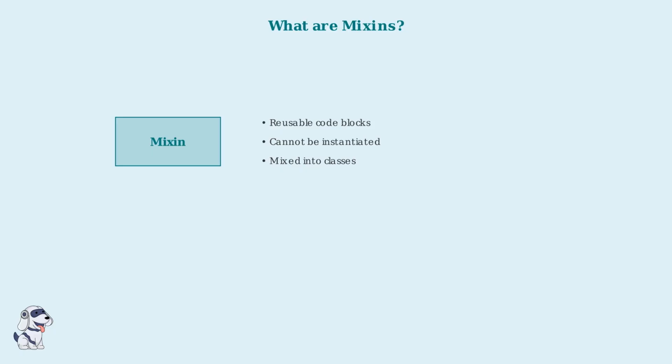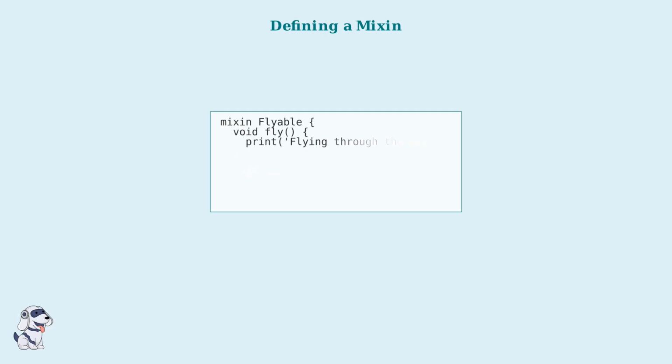Think of it as a toolbox of methods and properties that multiple classes can use. Here's how we define a mixin in Dart. We use the mixin keyword followed by the mixin name. This flyable mixin provides flying functionality that can be shared across different classes.